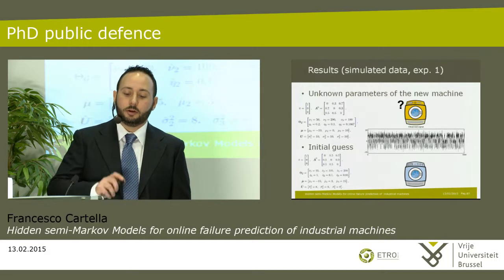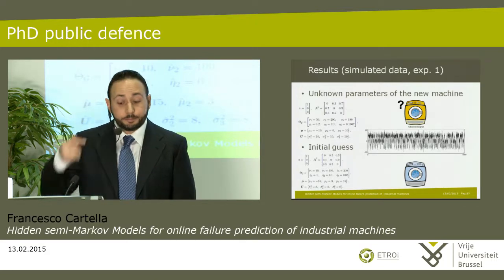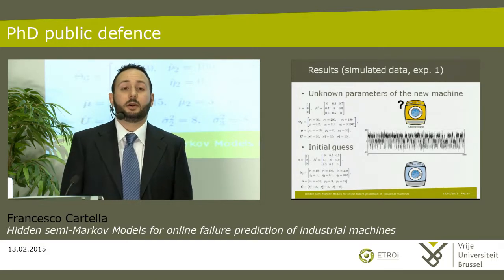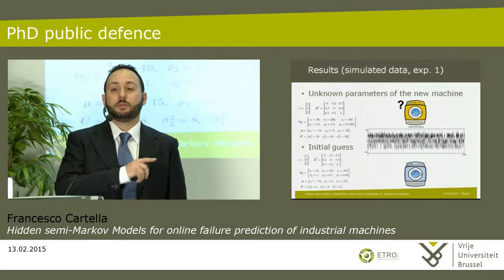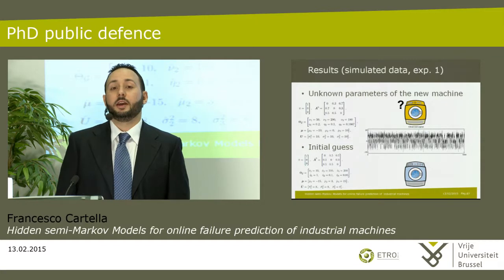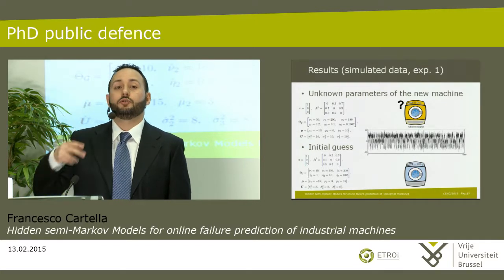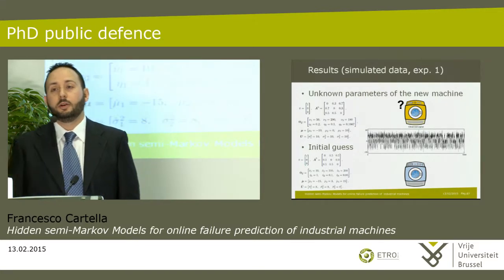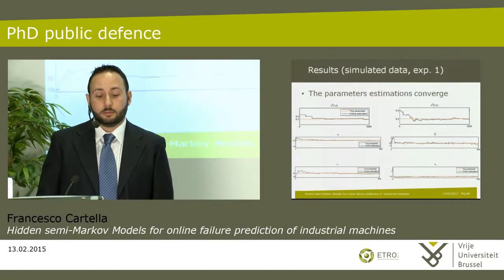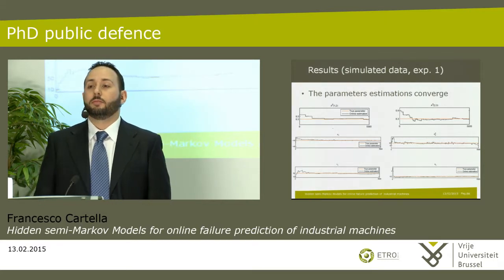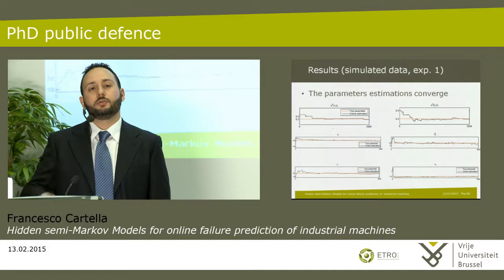Now, we turn on our new machine, and the goal of this experiment is to test if indeed the online learning algorithm is able to perform an estimation of the parameters that, starting from this non-accurate initial guess, is able to converge to the true parameters of the model, which in this case, because we simulated the data, are known. And this figure shows how nicely the estimation performed by the online learning algorithm converges to the true values of the parameters.